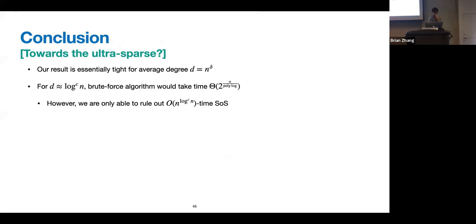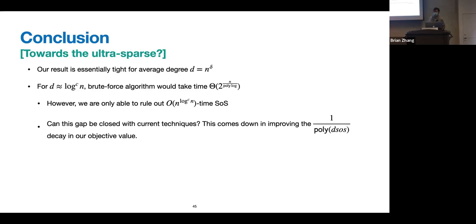It looks like our result is essentially tight if your graph is somewhat dense, with average degree n to the delta, and for d that is a Fourier law degree. The brute force algorithm is going to take n over 2 to the n over Fourier log, because you are going to just enumerate over all subsets of size n over Fourier log. However, our current lower bound only rules out degree log n sum of squares. So there's a huge gap right now.